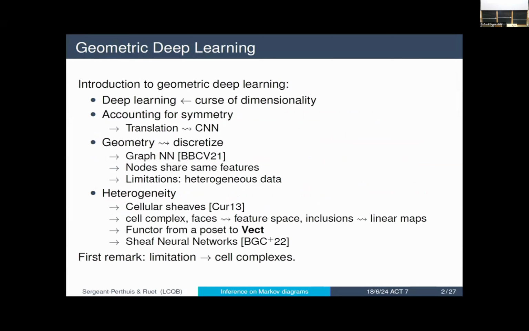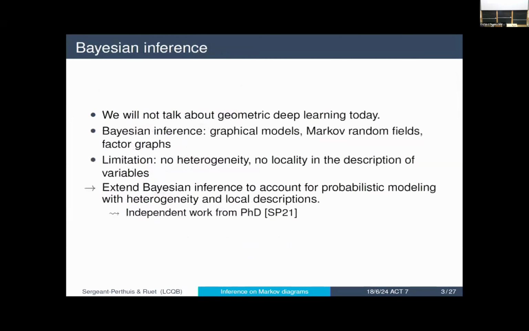So this is what we're going to try to do today. We're going to try to extend the formalism of Bayesian inference to account for heterogeneity and non-local description of local description of information.